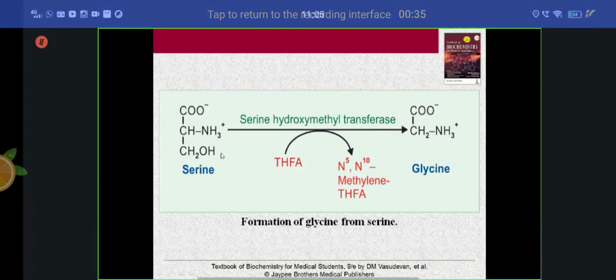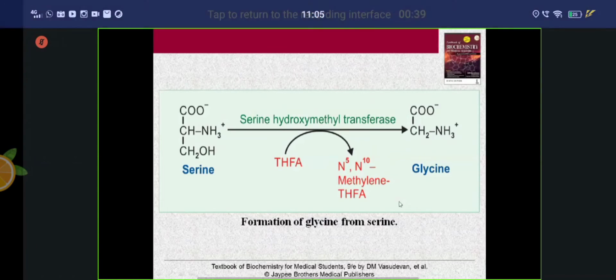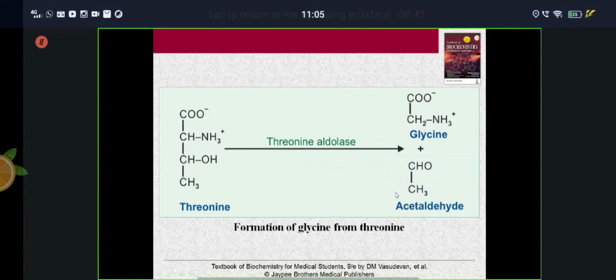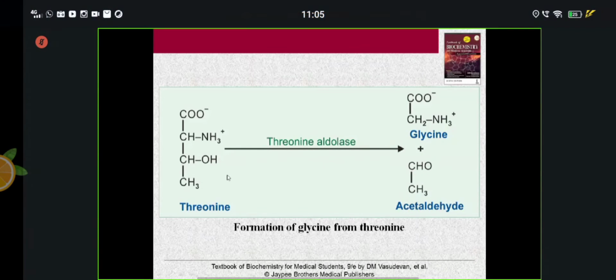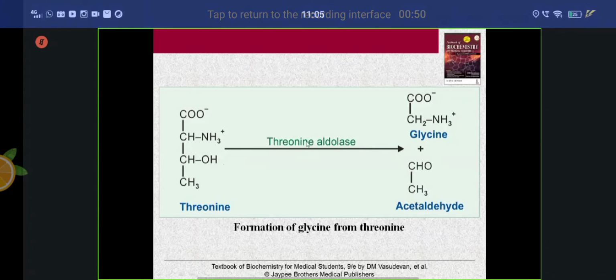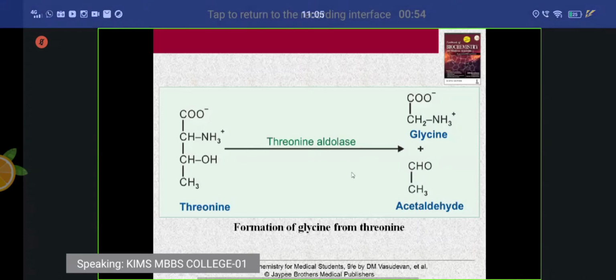So where is this given to? This is given to tetrahydrofolic acid. Okay. So this is how glycine is formed. Number 2, threonine. From threonine with the help of aldolase, it loses its aldehyde group, so that it forms the simplest amino acid glycine.